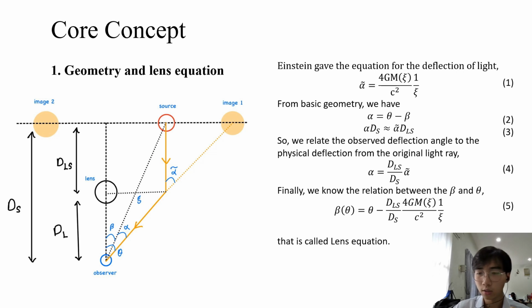After rearranging it and substituting it into equation 2, eventually we know the relation between beta and theta, as shown in equation 5. This equation tells us the relation between the actual angular position of the source and the observed angular position of image 1 of the source. And that is called the lens equation.